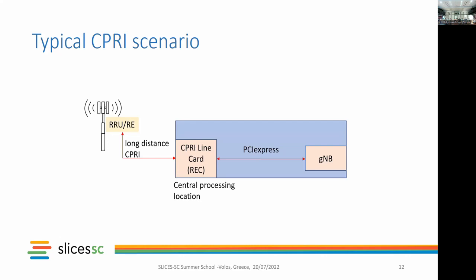So here, this is the typical CPRI scenario where you have a potentially long distance link between the radio unit, which in the context of CPRI they call the radio equipment, the RE. It's very confusing with respect to 3GPP. RE is the resource element in 3GPP. It is connected to a line card inside a processing unit. That line card is called the REC, radio equipment controller, which is a central processing location, which typically has a PCI Express link with the gNodeB, or eNodeB if it's 4G. CPRI is typically a 4G technology, but some companies like Microsoft use it for 5G.